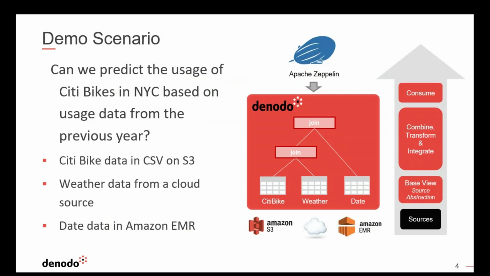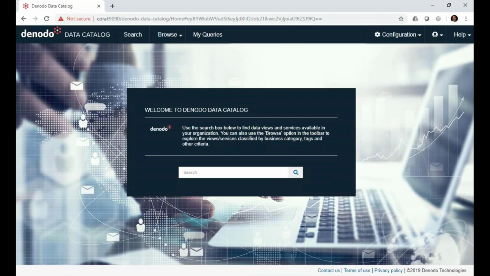In this demonstration, I'm going to see if I can predict bike usage based on previous year data. I have my bike data in CSV format on an S3 bucket, I have weather data coming from a cloud source, and date data in Amazon EMR. I'm going to combine these three different data sources together in Denodo, perform some transformations, and then finally do our analysis in Apache Zeppelin. So let's start with our data catalog and search for data.